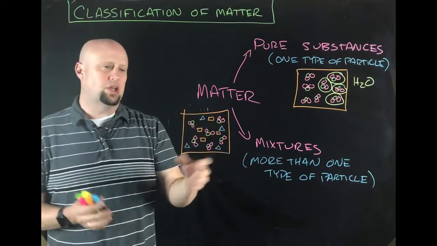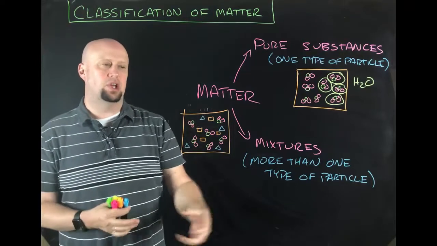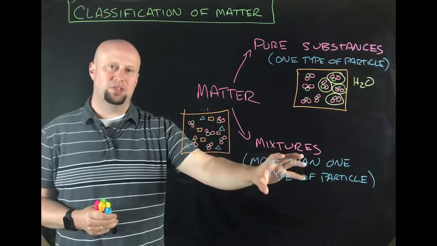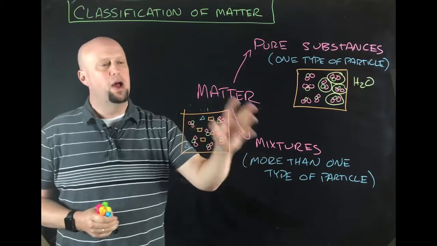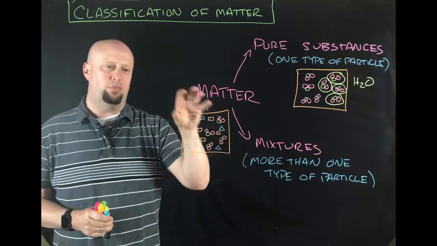But that's not necessarily the case. It means that they are separate from each other. They're not chemically bound to each other. And one of the important things to know about mixtures, and again, we're going to talk about mixtures in the next video, heterogeneous and homogeneous mixtures and all that stuff, is that there are different types of particles in it.